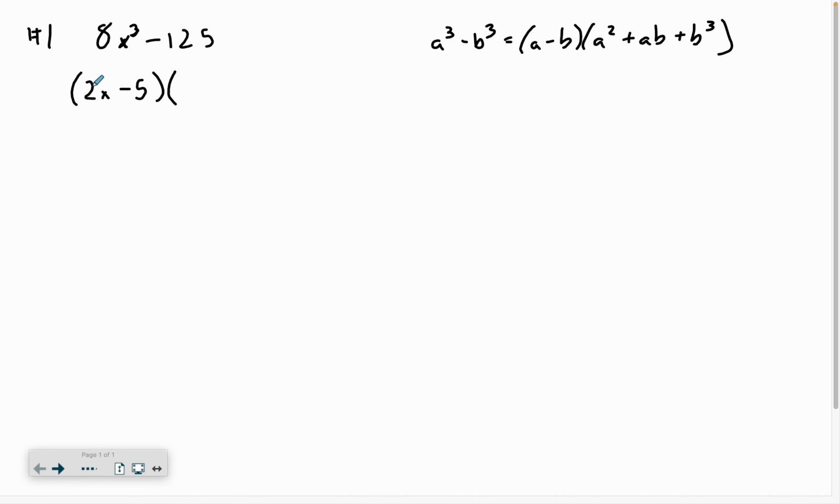Now a squared, so a is 2x. 2 squared is 4. x squared is just x to the second. Then we add the product of 2x and 5, which is 10x. And then we add b squared, which is going to be 25. I see I made a mistake over here. That should be b squared, not b cubed. Sorry about that. That's correct in the video that I posted last week, though.